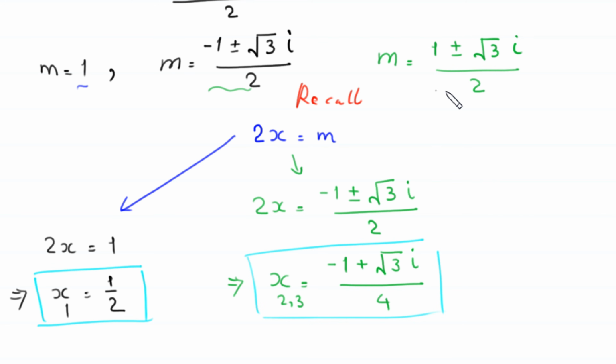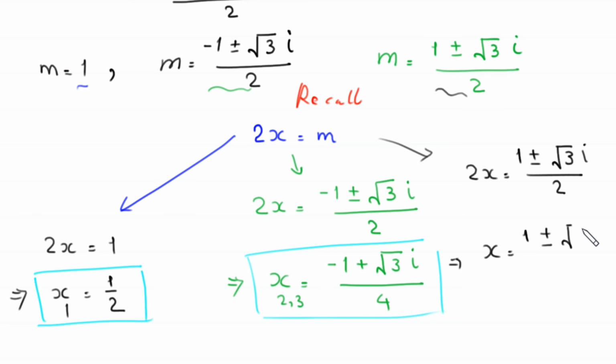Now when m is equal to this expression, then this equation becomes 2 times x is equal to 1 plus or minus root 3 i divided by 2. If we divide both sides by 2, this implies that x is equal to 1 plus or minus root 3 i divided by 4. This is the fourth and fifth value of x. So we have 5 solutions of this equation.